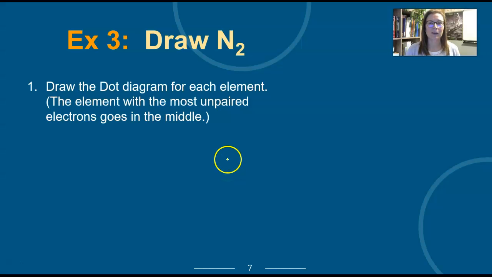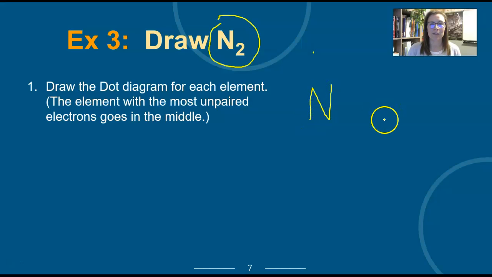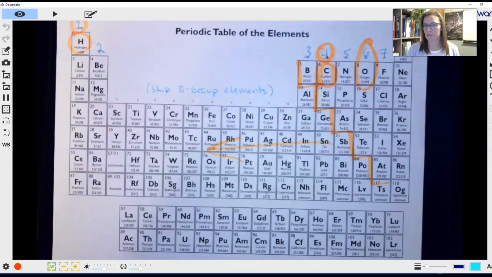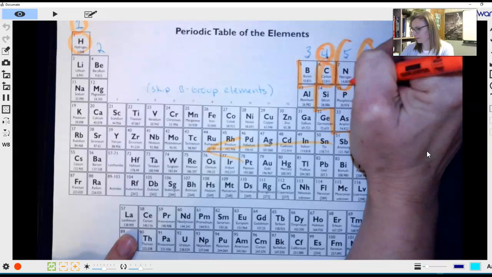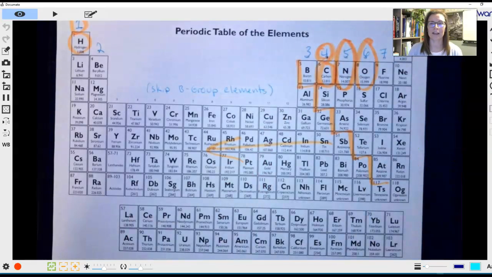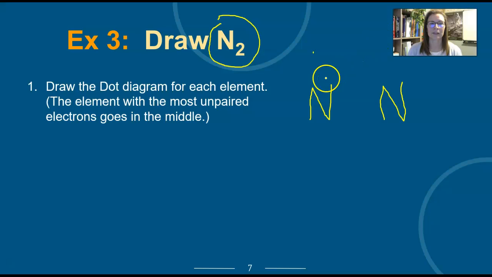All right, for example 3, we have another diatomic element. We have N2. Both of these nitrogen atoms are covalently bonded together because they're both nonmetals. So it's technically not a compound, it's technically an element, but it's still a covalent bond. Let's take a look at the dot diagram. Where's nitrogen? Here it is. That means it's going to have 5 valence electrons, so 5 dots. So let's go and put 5 dots on these.